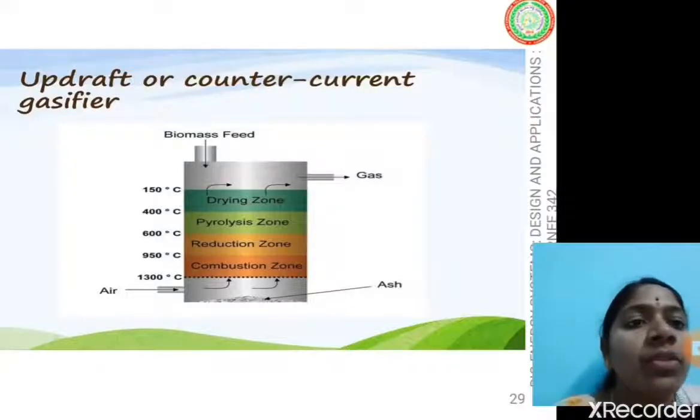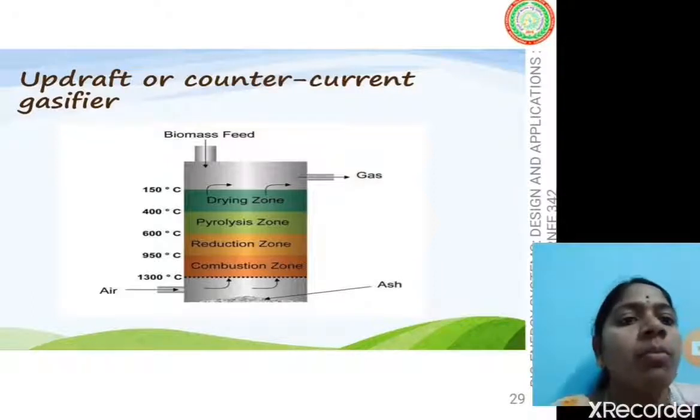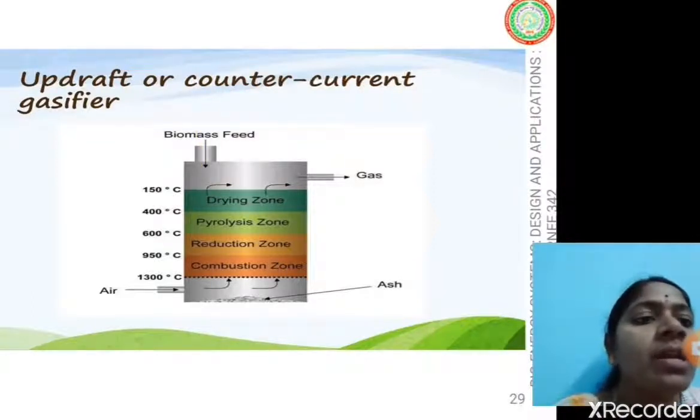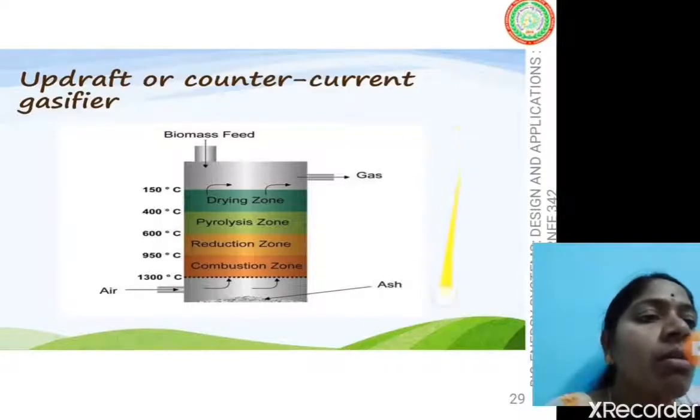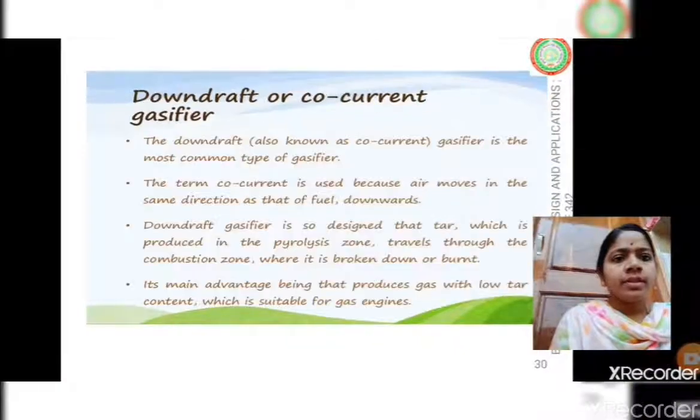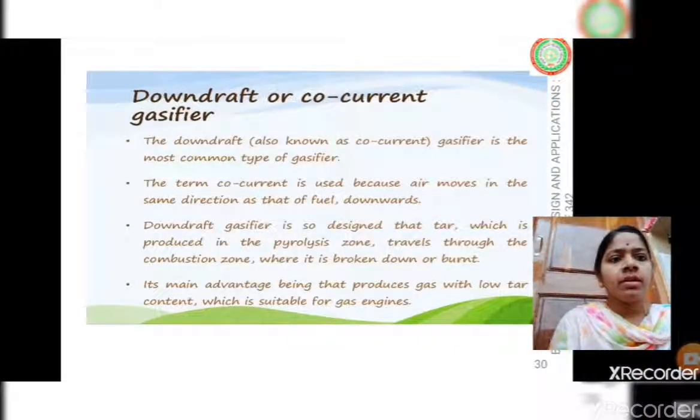Well, we'll see the updraft gasifier is also known as the counter current gasifier. The name itself indicates it. In the updraft and downdraft types, the biomass is fed from the top, whereas the inlet of the gases varies. In the updraft, as the name indicates, the gas goes from bottom to top and goes out, whereas in the downdraft, the gas comes along with the biomass. That's why it is known as downdraft or co-current.